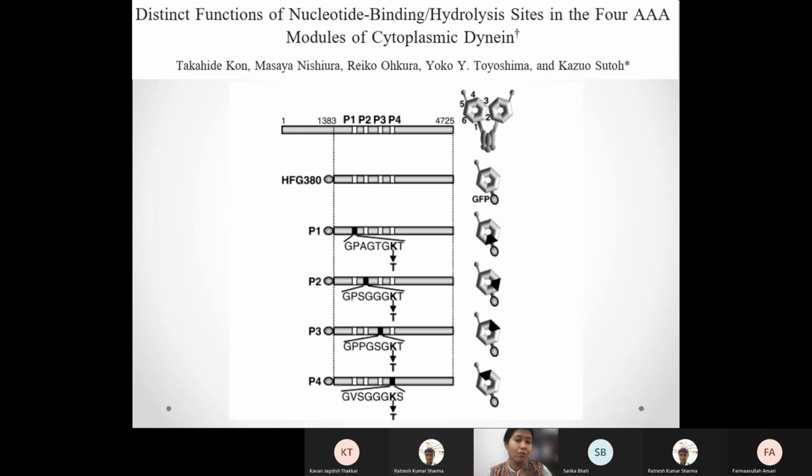So if you can disrupt this positively charged lysine, put in something else there which doesn't have this kind of charge, then very likely you're going to affect ATP binding and ATP hydrolysis, and that's what they tried. They mutated this lysine residue in each of these individual 4 AAA plus domains.